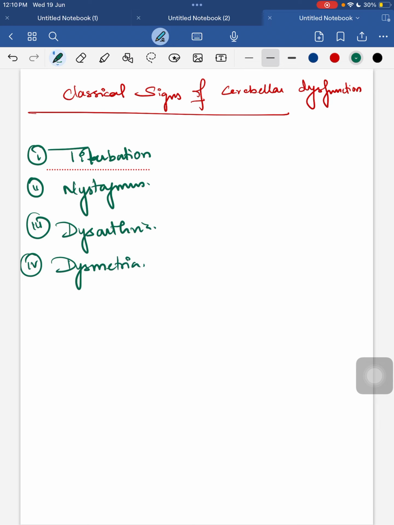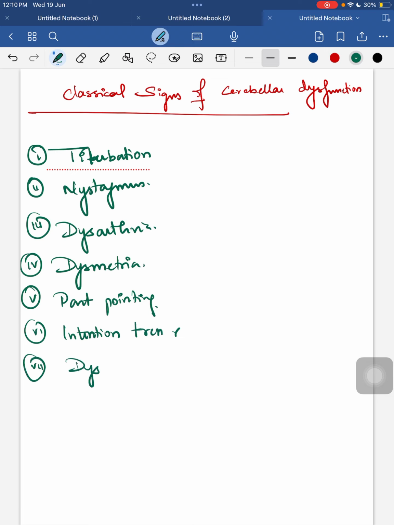Next, the child will have past pointing. Next, the child can have intentional tremor. Next will be dysdiadochokinesia. Next is truncal ataxia. Next, the child can have a wide-based gait, also called a broad-based gait or a drunken gait. And hypotonia will be present. Okay, so these are the main classical signs of a child with cerebellar dysfunction.